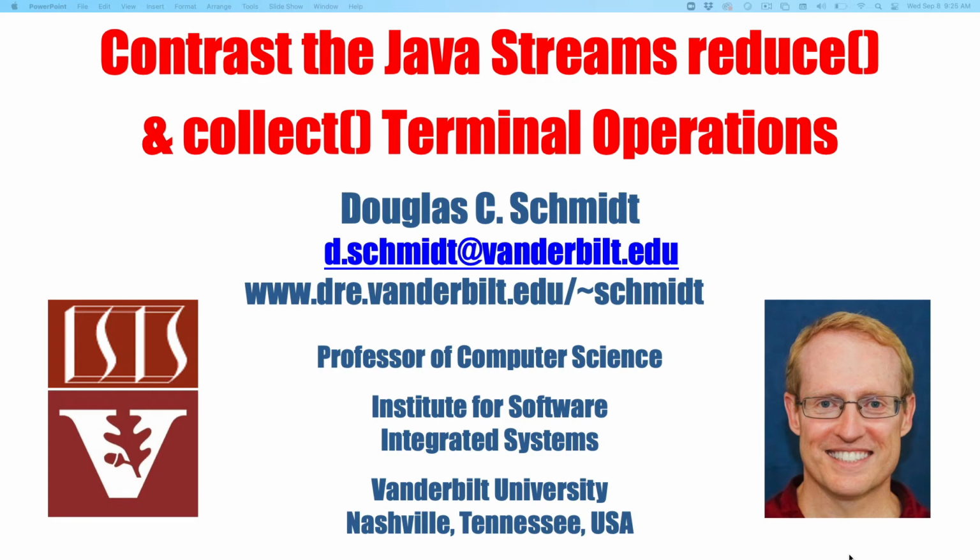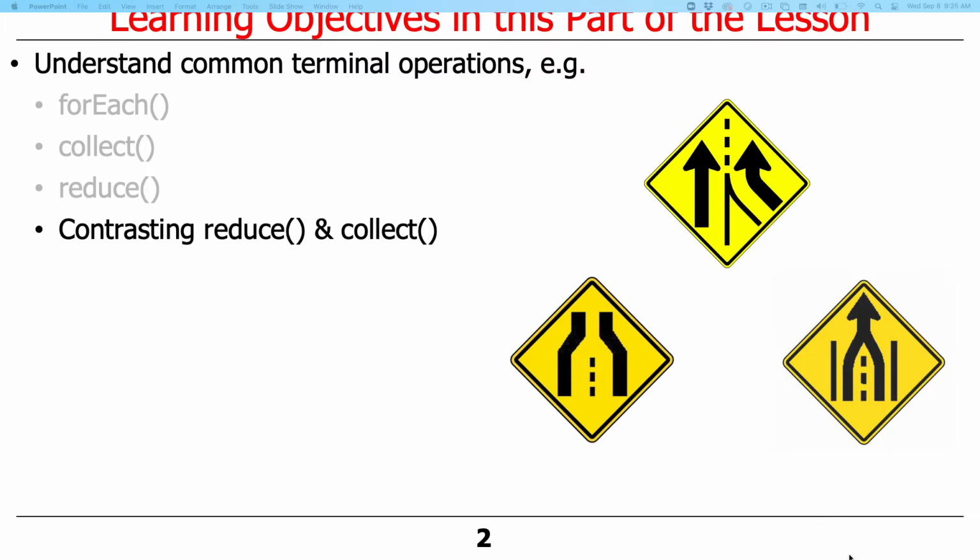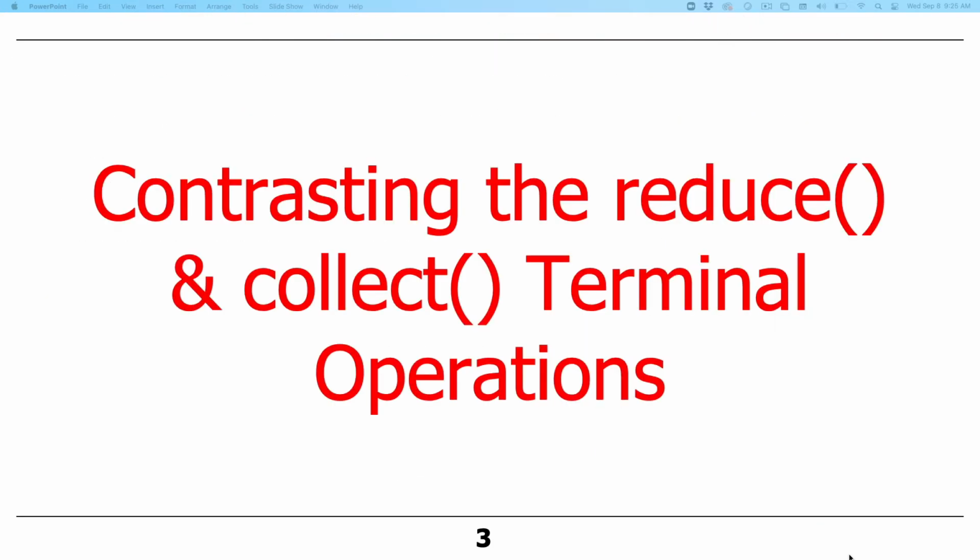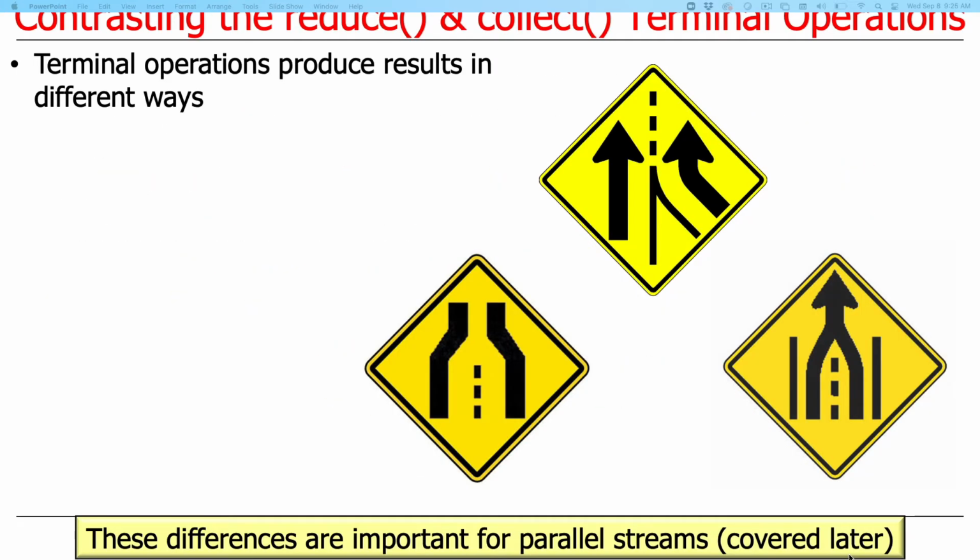The next thing I'd like to talk about are the reduce and collect terminal operations, compared and contrasted with each other. Terminal operations produce results in different ways, as we've seen. So we have reduce, we have collect, and these differences are actually quite important when we talk about parallel streams. For sequential streams, it typically doesn't really matter. For parallel streams, it can make a big difference. And we'll cover that later, probably starting next time.